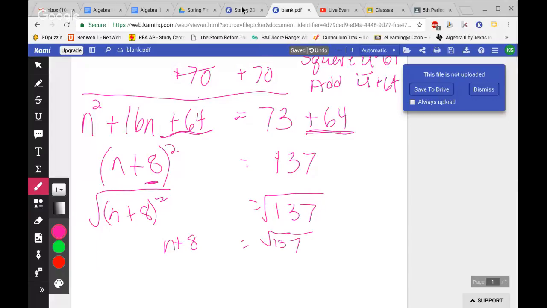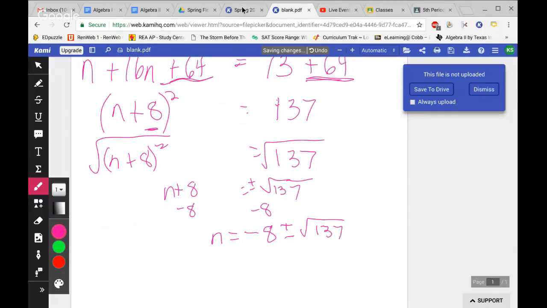And Lily, if you're back with us, guess what reappears? Because I have taken the square root of both sides, I have that plus minus again. So it keeps rearing its ugly head. But with this one, now I'm going to subtract 8 from both sides. And this gives me n equals -8 plus or minus the square root of 137. You can write it just like that, but that gives me both my answers.